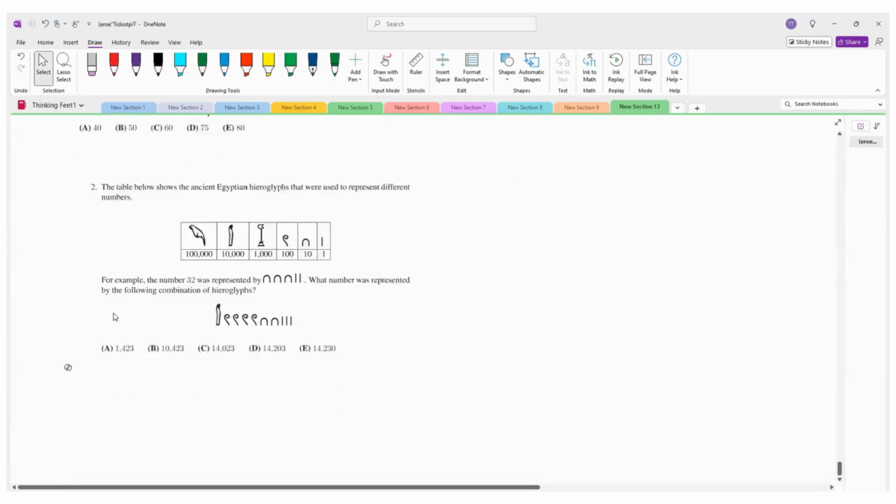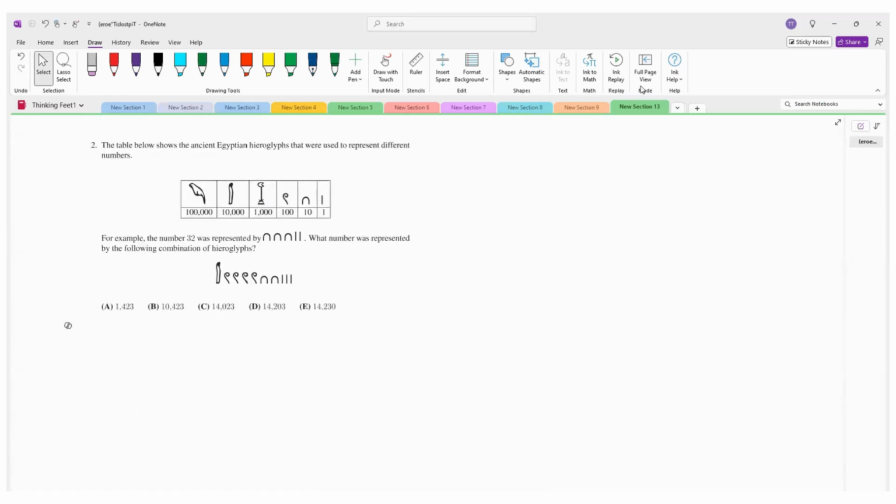Let's look at the second question. The table below shows the ancient hieroglyphics that were used to represent different numbers. For example, the number 32 was represented by 3 horseshoes and then 2 vertical bars. So 3 horseshoes, 3 times 10, and then 2 times 1, 32. What number was represented by the following combination of hieroglyphics?